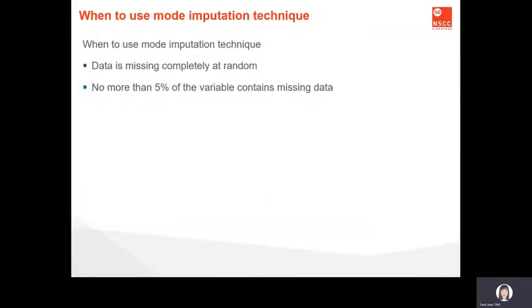You may ask yourself when to use the mode imputation technique. You use it when the data is missing completely at random and no more than 5% of the variable contains missing data.